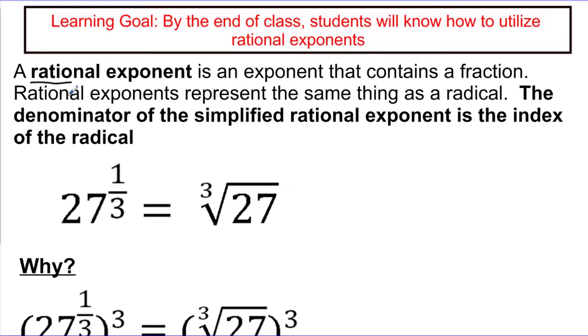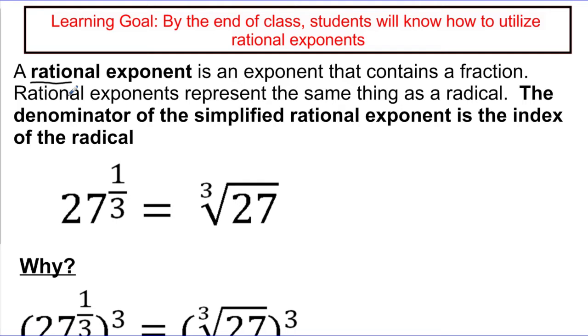And so there's actually a direct connection between a rational exponent and a radical expression. Okay, and here's what that connection is. The denominator of the simplified rational exponent becomes the index of the radical expression. Okay, and so for these problems, at least to start, we're going to assume that the numerator of all of our fraction exponents is 1.